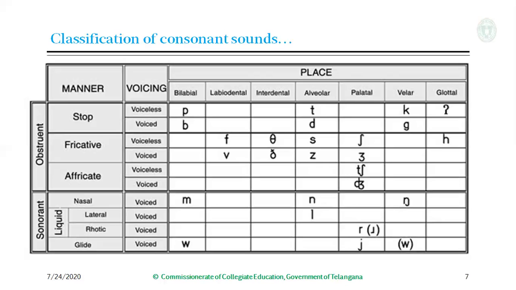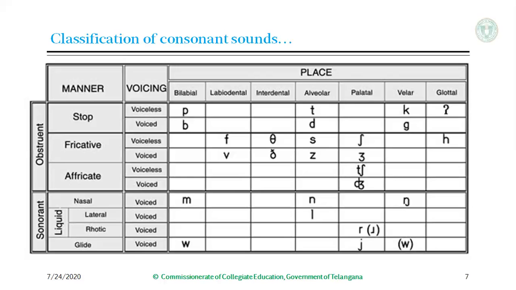And the next one is velar sounds. Velar sounds are produced by touching the back part of the tongue against the soft palate. The soft palate is at the roof of our mouth. Hard palate, soft palate. These are the parts of our mouth.